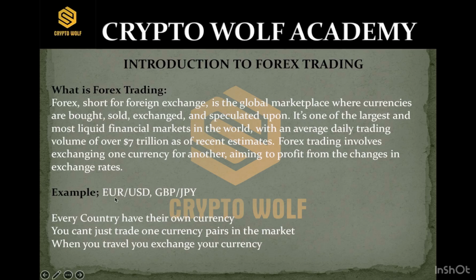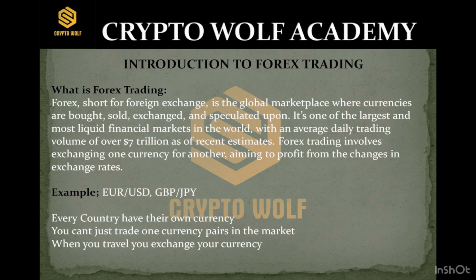So EUR is the euro, and USD is the US dollar. GBP is short for pounds, and JPY is the Japanese yen. Every country, anywhere in the world you are, has its own currency. For example, the US has the US dollar, the Chinese have the yuan, Ghana has the cedi, and Nigeria has the naira. So every country has its own currency, and you should know that.